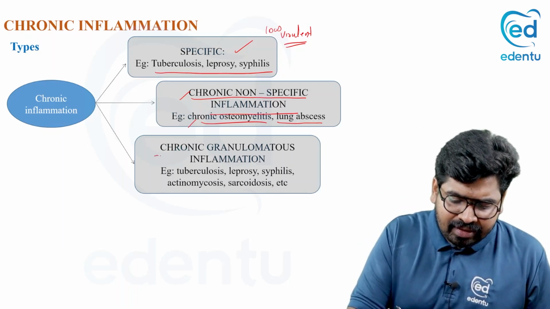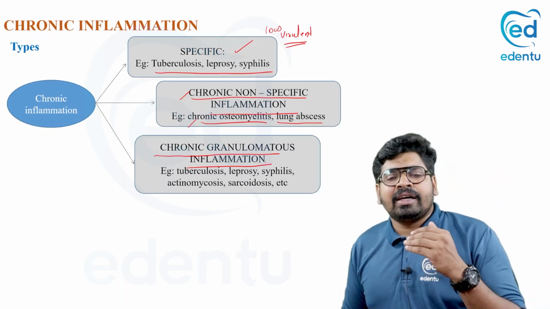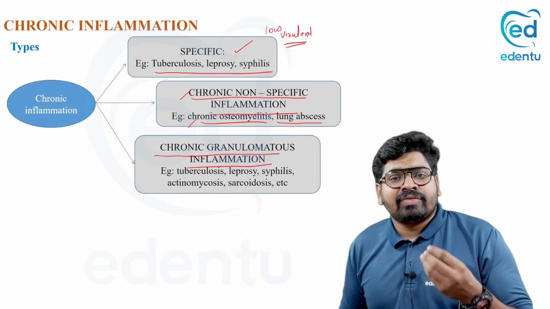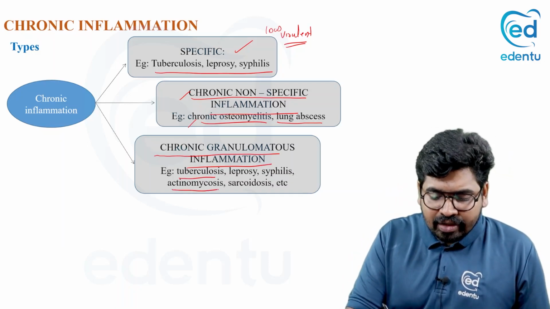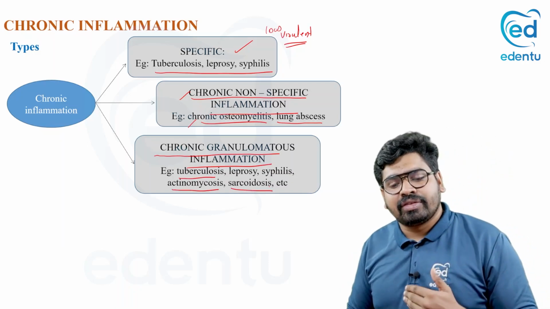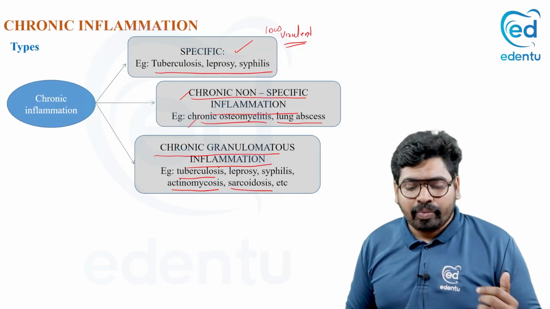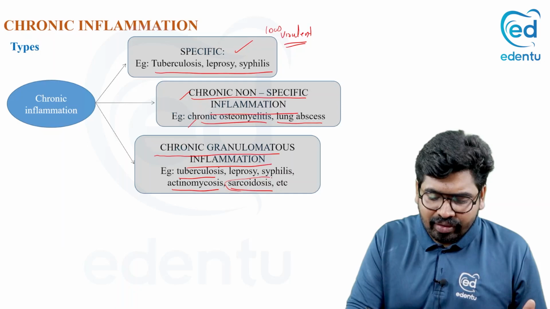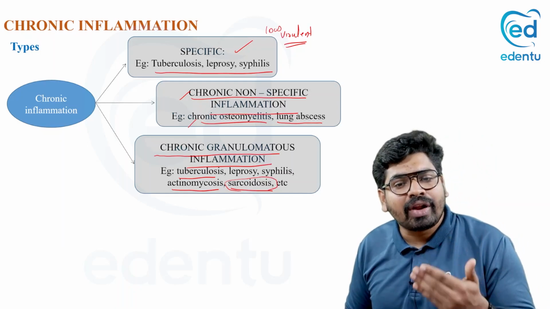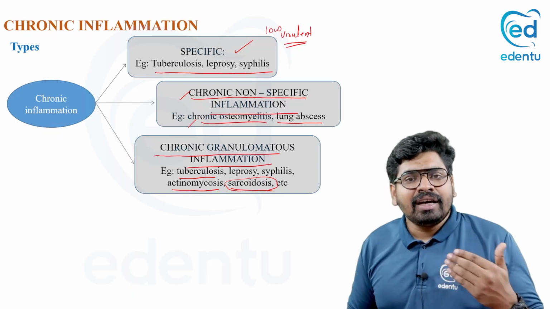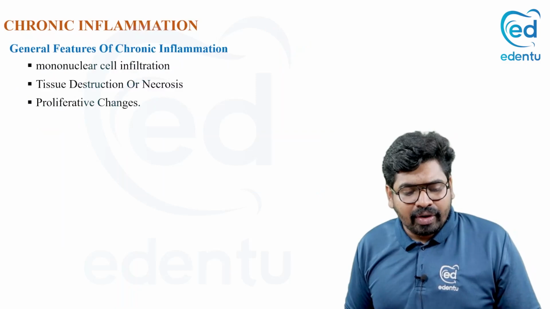Now there is specifically chronic granulomatous inflammation, meaning inflammations which make granulomas. Examples are TB, actinomycosis, and sarcoidosis. In all these cases there is granuloma formation. In sarcoidosis there is no causative organism, no specific organism, but it is a granulomatous lesion. So all these are chronic inflammations.